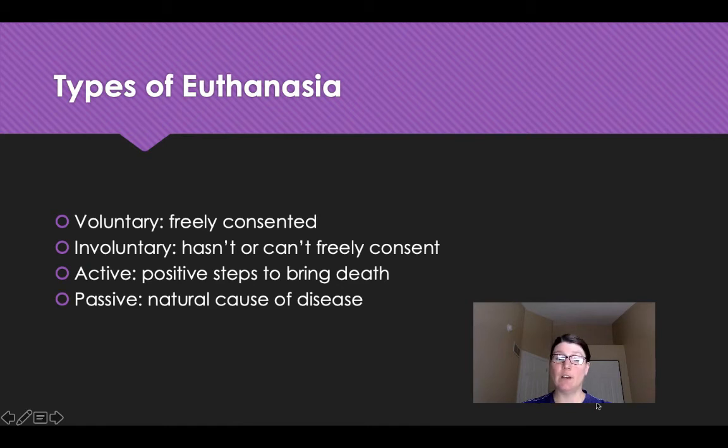Types of euthanasia. There's voluntary euthanasia, which is freely consented to. If I reach out to my provider, say I have a terminal illness and my quality of life is horrible, and we put something together, and I'm in a state where that's legal, that would be voluntary. Involuntary would be a situation where a person can't or hasn't freely consented to euthanasia. So sometimes, sadly, I think about how we had to put our cat down in February when it got very sick. Obviously, that was involuntary.